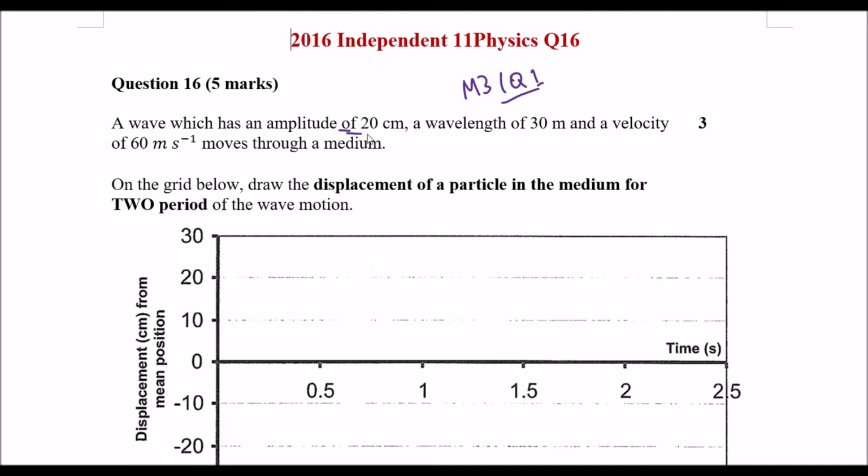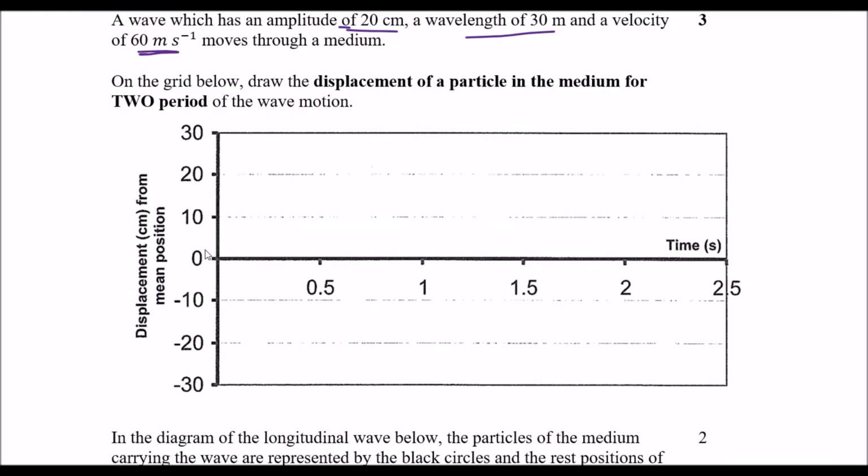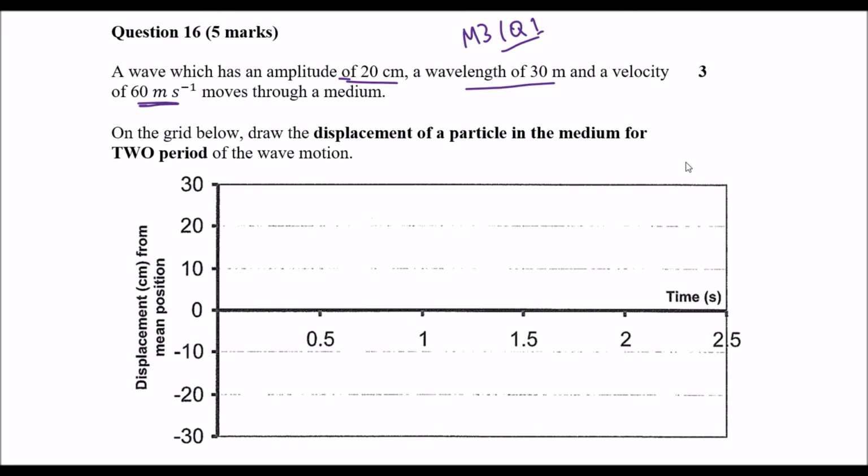A wave has an amplitude of 20 centimeters, a wavelength of 30 meters, and a velocity of 60 meters per second. And then on the grid below, it says draw the displacement of a particle in the medium for 2 periods of the wave motion. Okay, so first what we need to know is how long does it take for one wavelength to form? Let's have a look at some of the questions.